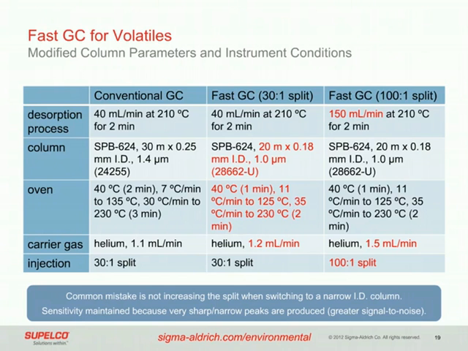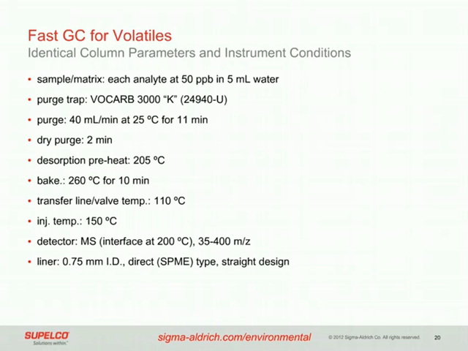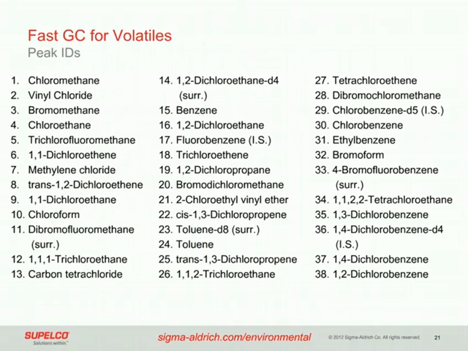And a question we get asked all the time also is by increasing the split ratio, do I tend to lose sensitivity? And the answer to that is no. We tend to maintain sensitivity because we get a much better signal-to-noise ratio when we generate such narrow, sharp peaks. And these are the conditions that stayed the same for all 3 of the runs. And this is the list of the peak IDs for all 3 of those runs.